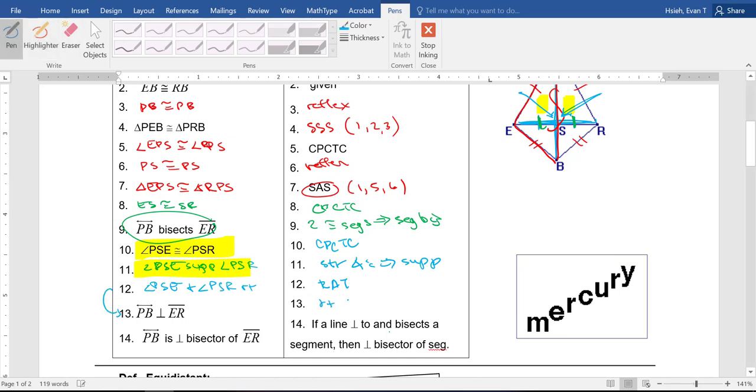Now I can say that they're perpendicular, because if you have a right angle, then you have perpendicular segments. And now, because of what I showed in step 13 and what I showed in step 9, these two together, I can say it's the perpendicular bisector. Okay, so what have we just proven here?